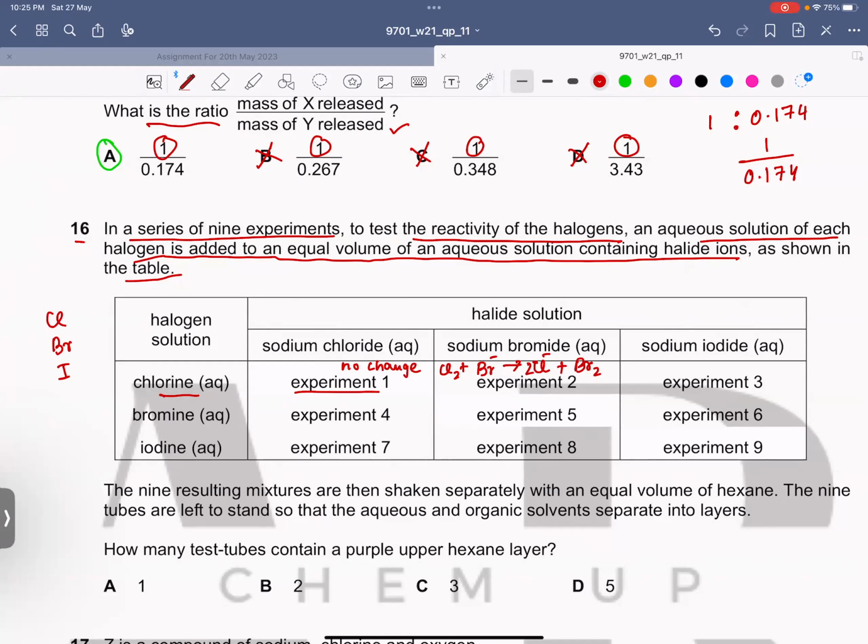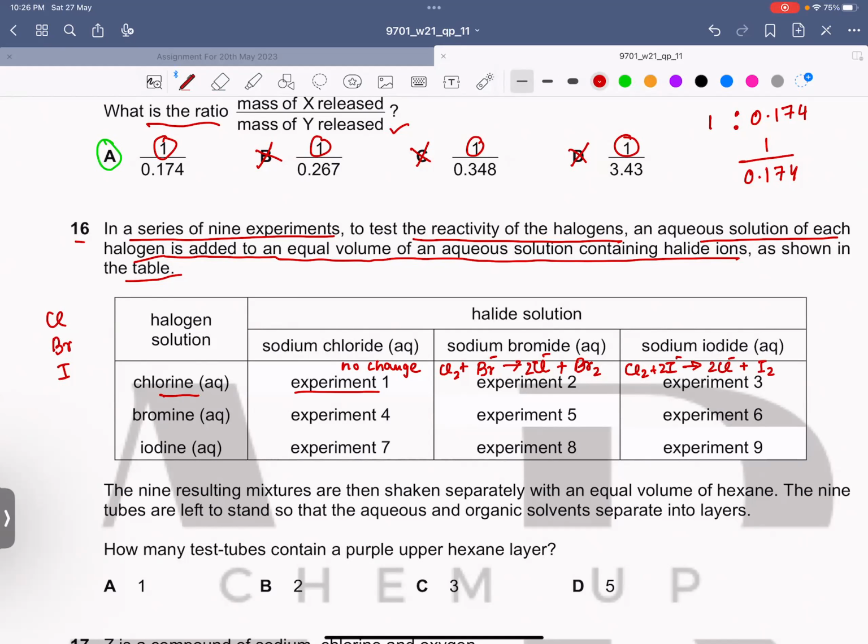Okay, so what would be a color change? A bromine brown, or the solution turns brown. Okay, but here there would be no change. So in the same way, when chlorine is being added to sodium iodide, as iodine is below iodide, we will get 2 moles of chloride and iodine. Okay.